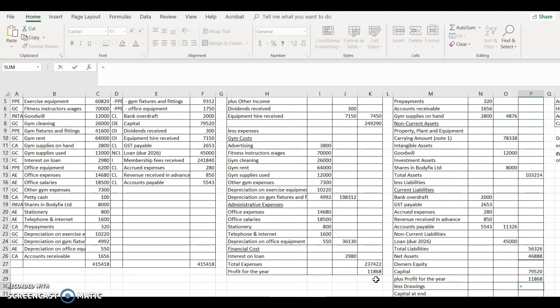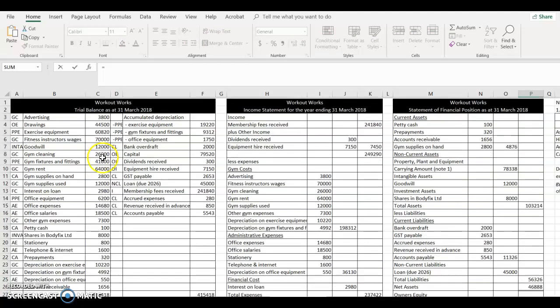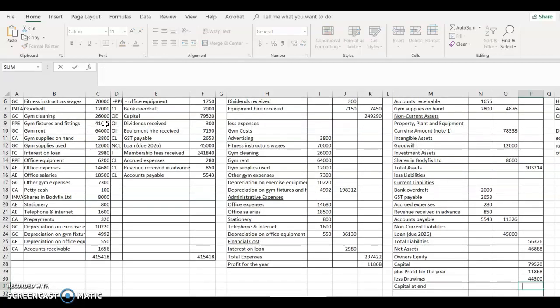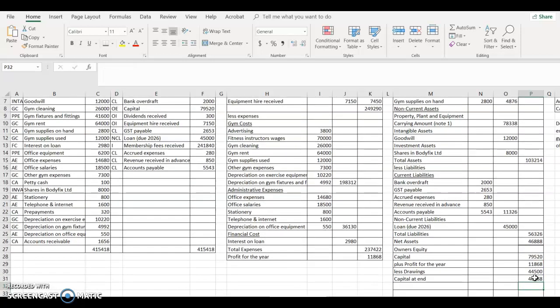Note that our drawings figure up here is less than our profit, so we're expecting our capital to have gone down. Our ending capital is equal to our opening capital plus our profit minus our drawings, and fingers crossed it balances. This figure and this figure both balance. Stand up to your victory dance. Thank you very much.